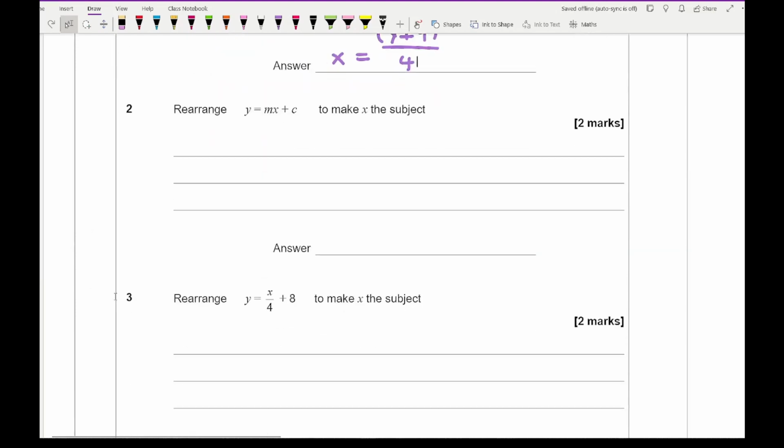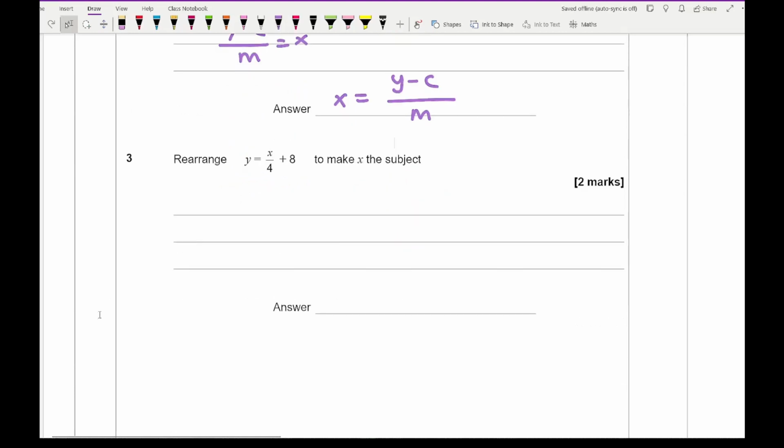Moving on to question 2, it says rearrange y equals mx plus c to make x the subject. So again, first get rid of the c, so it's going to be y minus c equals mx. And then we need to get rid of the m, so we do that by dividing, so it's going to be (y minus c), all divided by m equals x, so x equals (y minus c) divided by m.